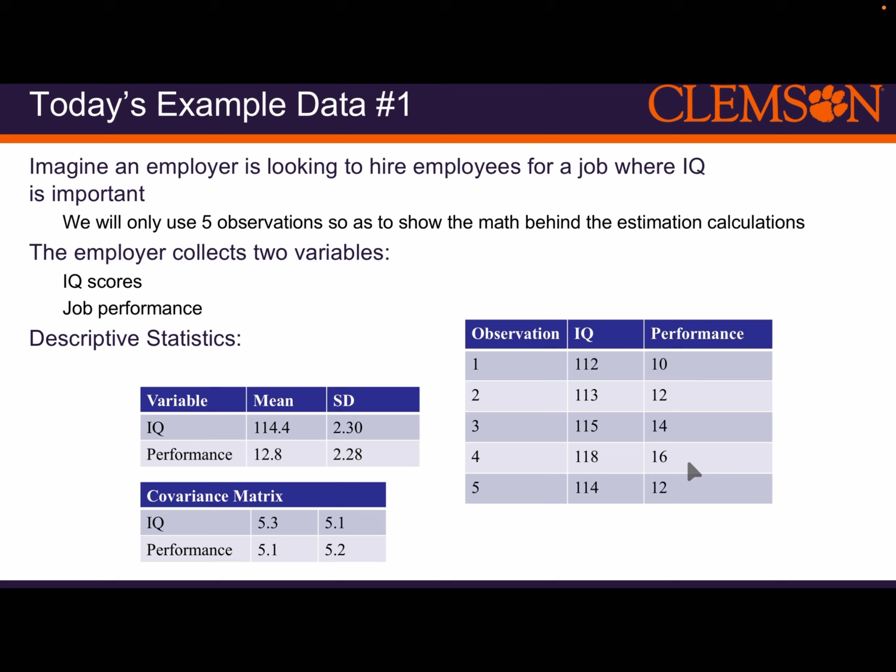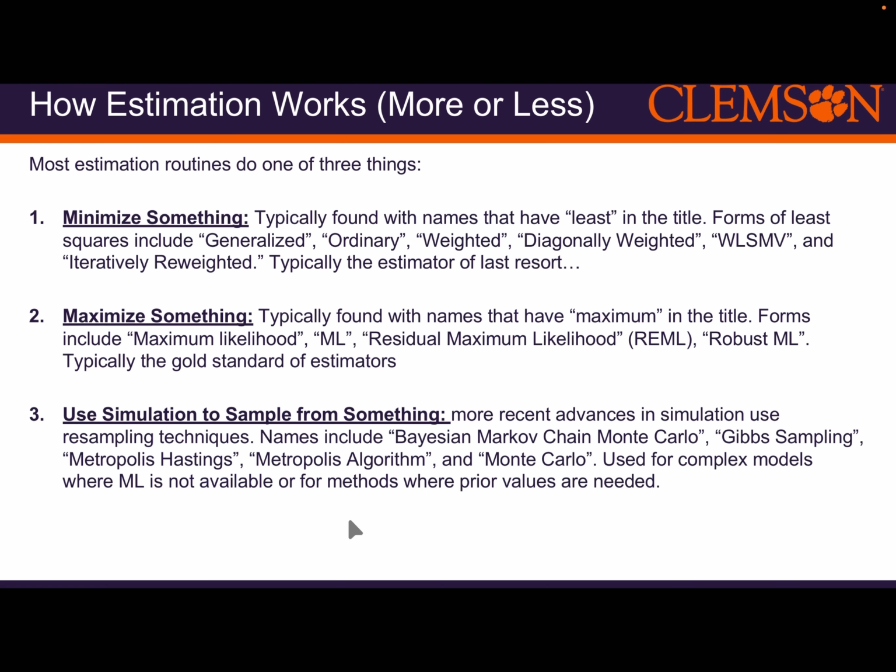Maybe they have a set of people who've already joined the company, and they gave IQ tests to them. Here are the scores for IQ, and there's a job performance metric going up to 20 or something like that. You can see the descriptive statistics, the mean and standard deviation of each variable, and here's your covariance matrix as well, with the variances down the diagonal and the covariance in the off diagonal.